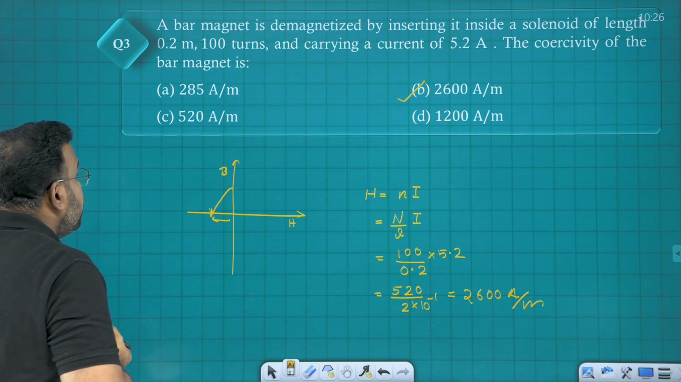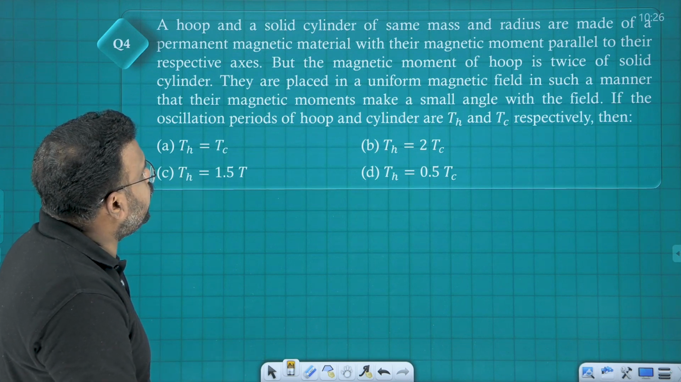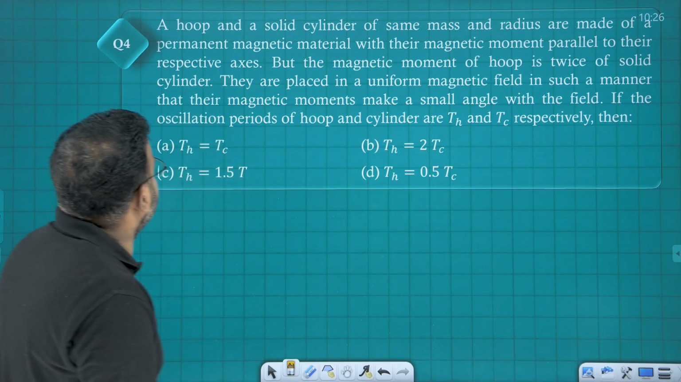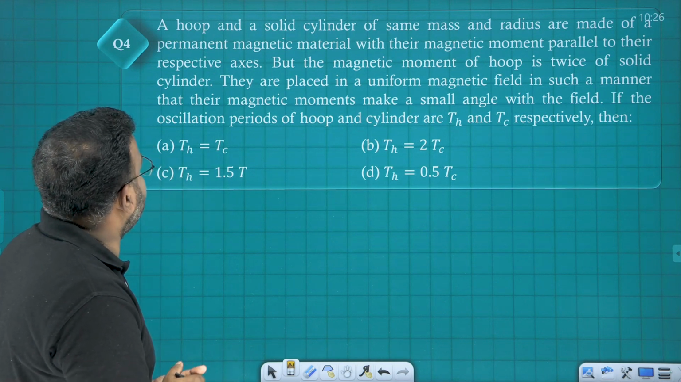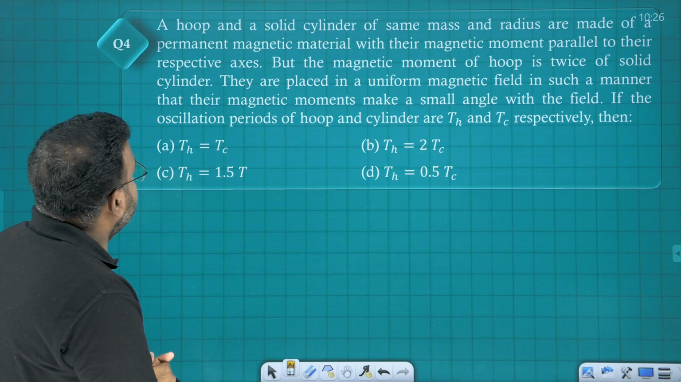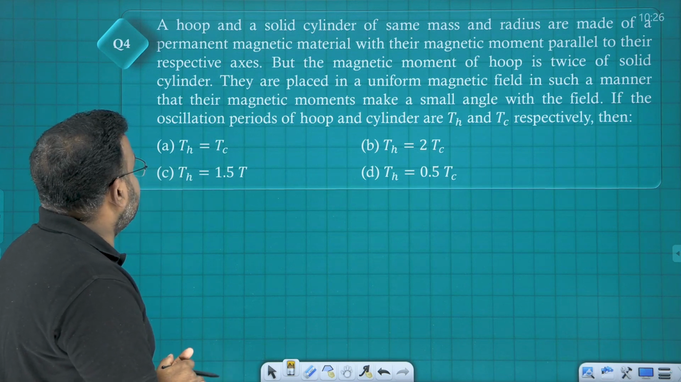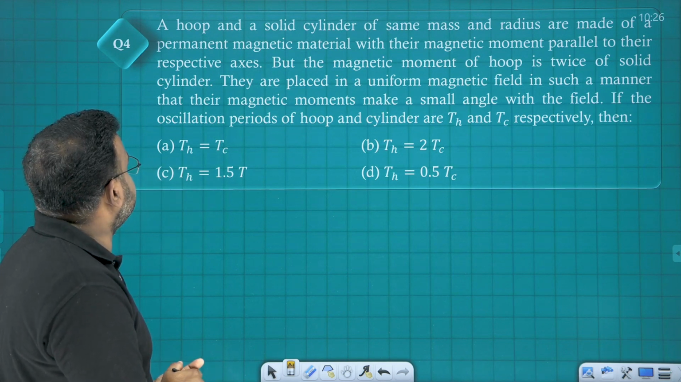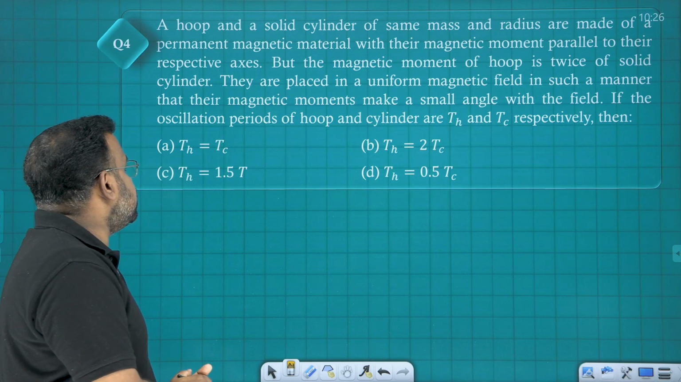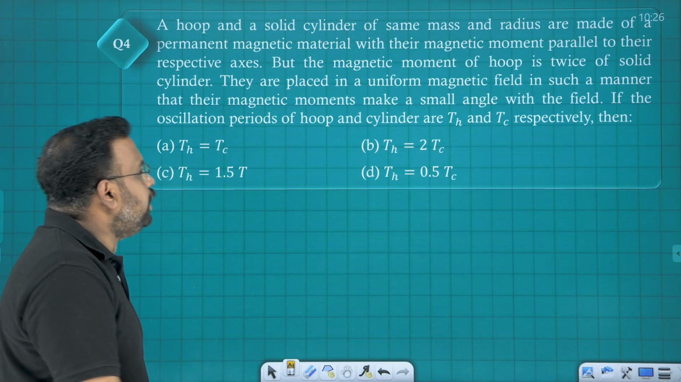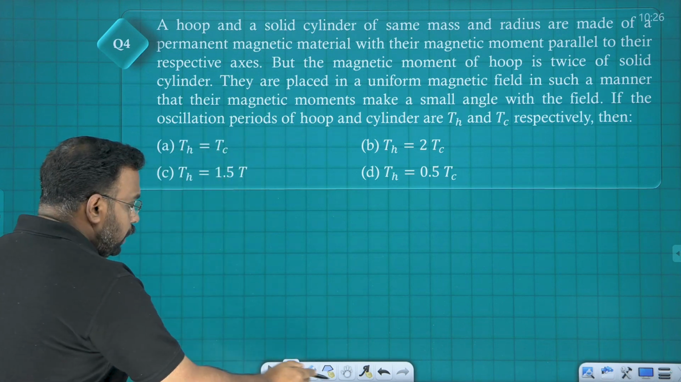Alright. Next, question number 4. A hoop and a solid cylinder of same mass and radius are made of a permanent magnetic material with their magnetic moment parallel to their respective axis. But the magnetic moment of the hoop is twice of the cylinder. They are placed in a uniform magnetic field in such a manner that their magnetic moments make a small angle with the field. If the oscillation periods of the hoop and cylinder are Th and Tc respectively, then what is the relation? So, you know what a hoop is?